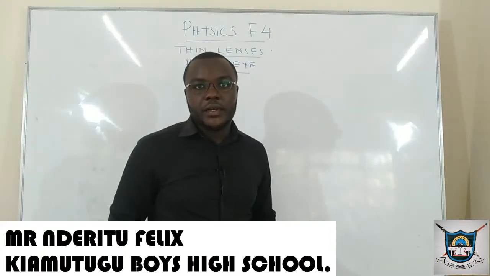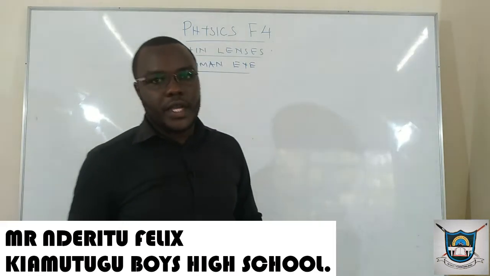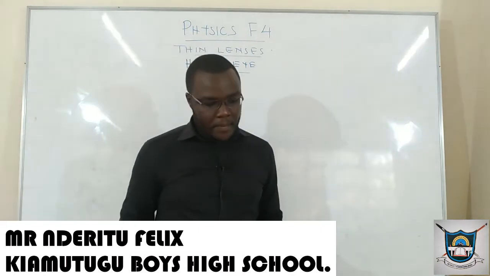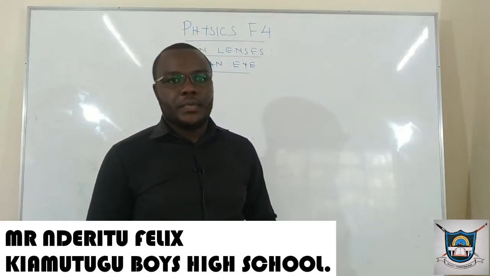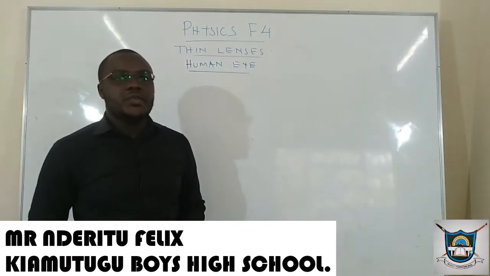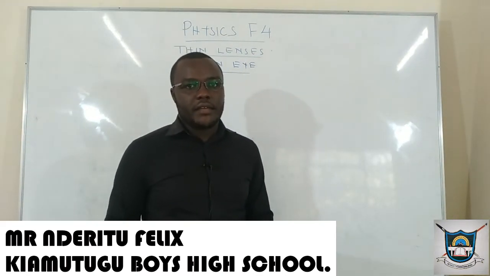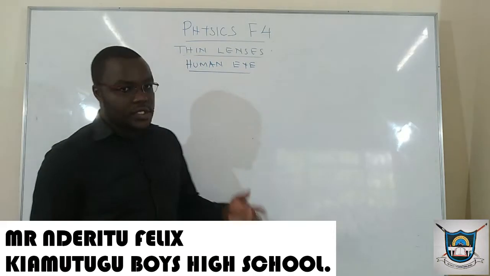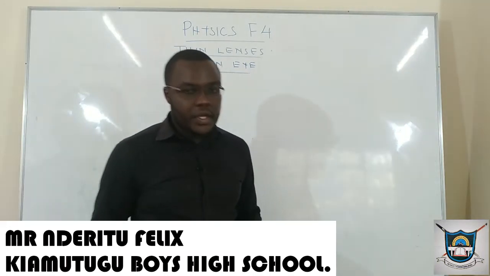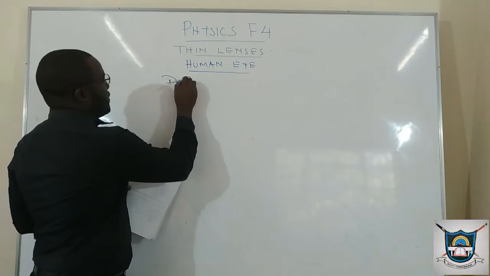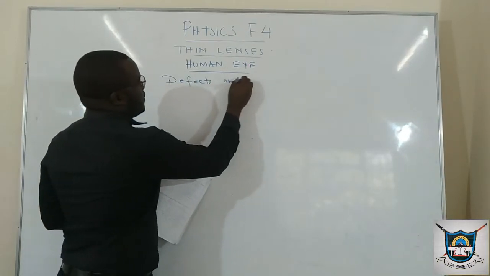We are still on the topic of thin lenses. We want to wind up by looking at the human eye. Now, when we're starting this topic, we say that the eye is a good example of a lens that is naturally made by God, and then we have it there to enable us to see things. Now, we are going to look at the defects that we find, defects of vision.